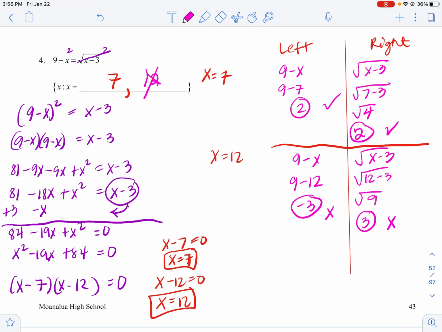Okay? Hopefully you've learned something today on how to solve square root equals linear. Don't forget, after you factor, after you get two values of x, make sure to plug them into the original equation to see if the left and the right side of the equation will be equal to each other.